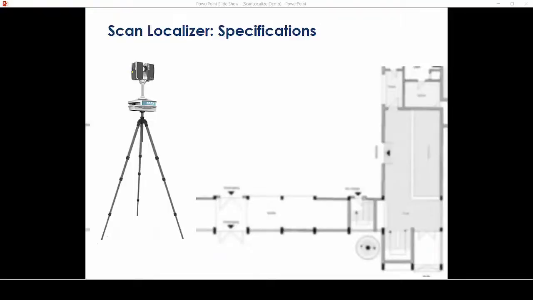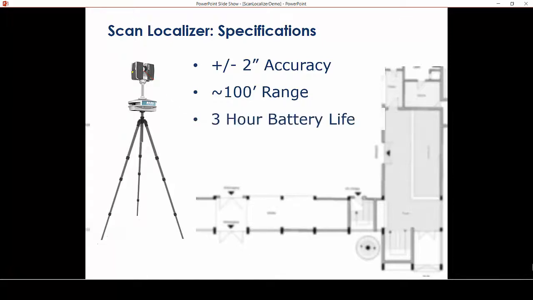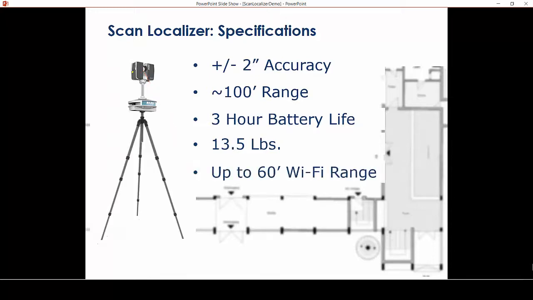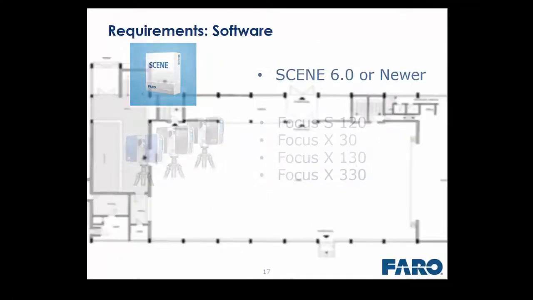That's the basic gist of how to operate the localizer, but let me share some of its specifications. The localizer is accurate to a few inches, has a range around 100 feet, 3 hours of battery life, a weight of 13.5 pounds, and depending on the environment, up to 60 feet of Wi-Fi range.